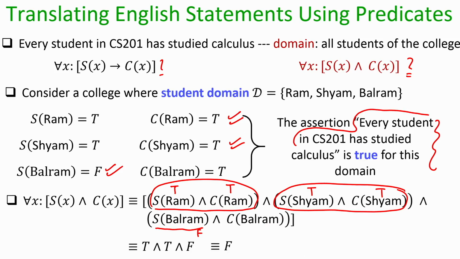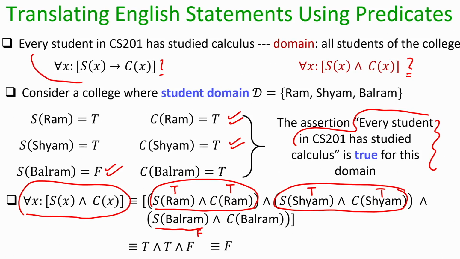And indeed, the second expression here should turn out to be false, because the second expression denotes the assertion that every student of the college has enrolled for CS201 and has studied calculus, but that is not what we want to assert here. Our assertion is that if at all a student X has enrolled for CS201, then he has studied calculus.